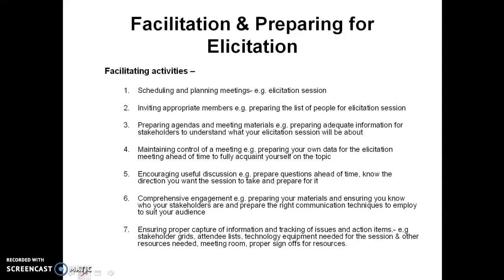Example, preparing your material and ensuring you know who your stakeholders are, and prepare the right communication techniques to employ to suit your audience, as well as having a good understanding and grasp of the subject matter as part of your preparation. And 7. Ensure proper capture of information and tracking of issues and action items. Example, stakeholder grids, attendee lists, technology equipment needed for your elicitation session, and other resources needed, like meeting room, proper sign-offs for resources, etc.